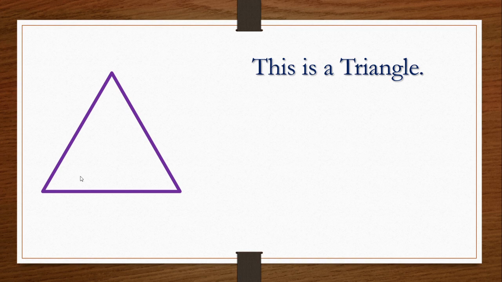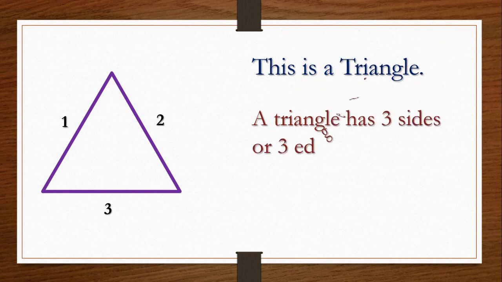Dear children, we will count the sides or the edges of triangle. Okay, this is the first side and this is the second side and this is the third side. It is a closed figure, correct? Figure is closed. How many sides it has? The triangle has 3 sides or 3 edges.